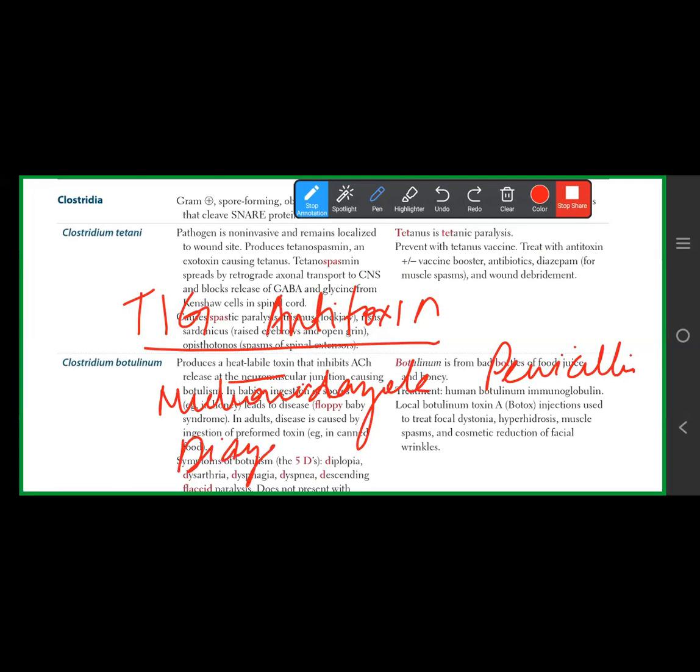Okay. So next is your diazepam. Diazepam is basically for your muscle spasms. And you can also remember wound debridement. So wound debridement is one, diazepam for the muscle spasm. For antibiotics, you have to remember metronidazole or penicillin. TIG or antitoxin is basically to neutralize the toxin. Okay, so that is about your tetanus.